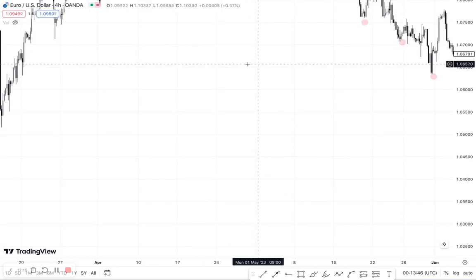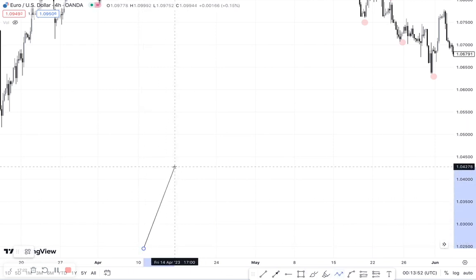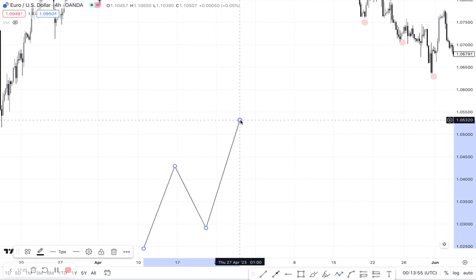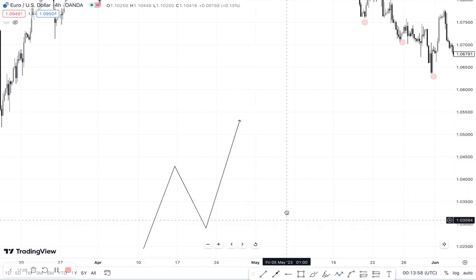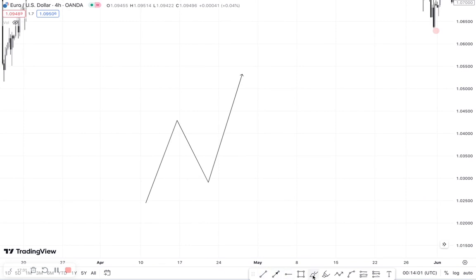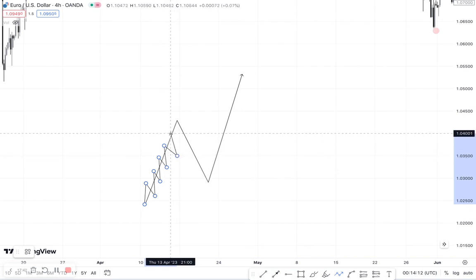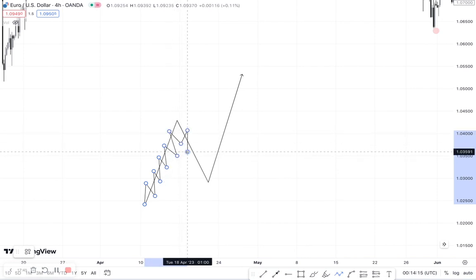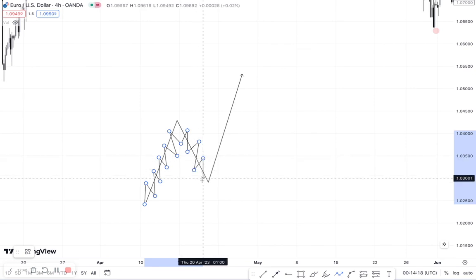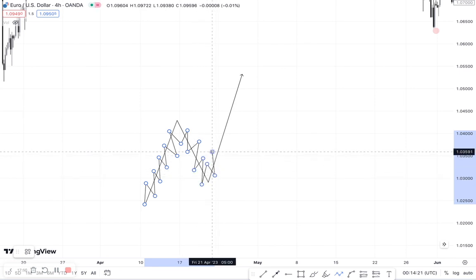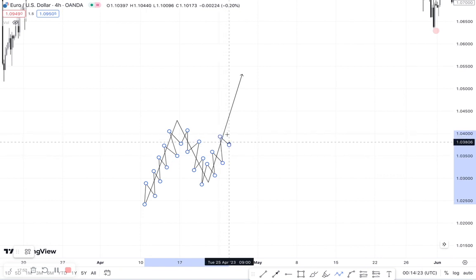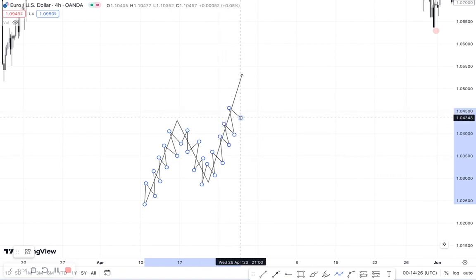So if the 4 hours is like this, you have one push like this. It means that if you scale down to 1 hour or 15 minutes, you'll be seeing good structures like this. These are in between structures. So it means that in these situations, people are actually buying and selling, buying and selling, buying and selling, right? So you'll be seeing structures like this.